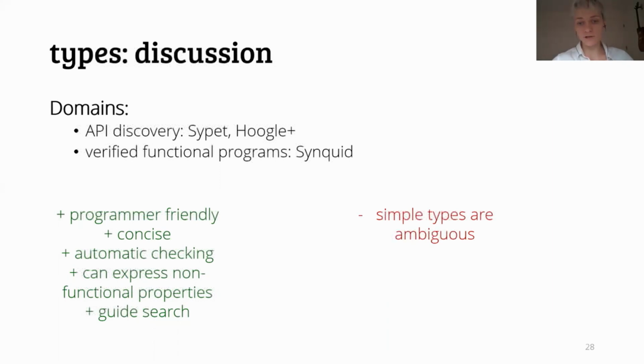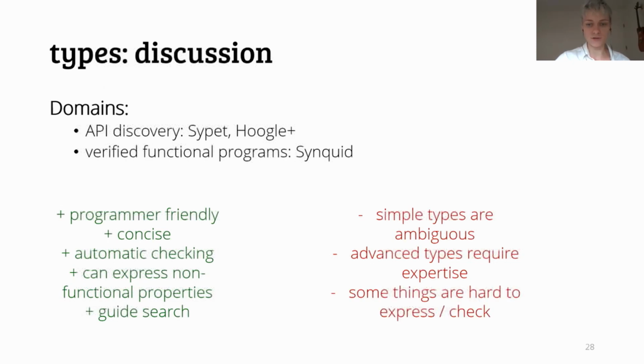However, of course, there are limitations, and the main thing is, if you use simple types, then they're still very ambiguous, right? That's why tools like Hoogle+ and SyPet have to supplement them with examples. But if you're using advanced types like refinement types, well, then those require very special expertise, right? Not everyone is familiar with those. And then even if you do have that expertise, some properties are really hard to express and really hard to check and borderline impossible with these types.